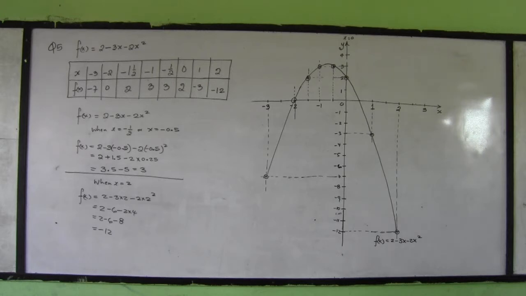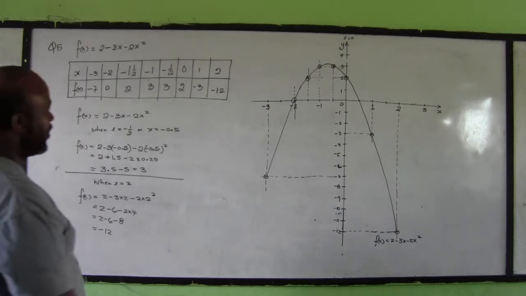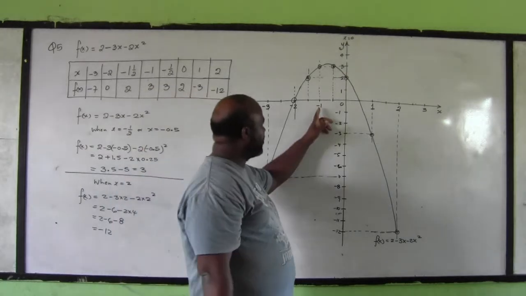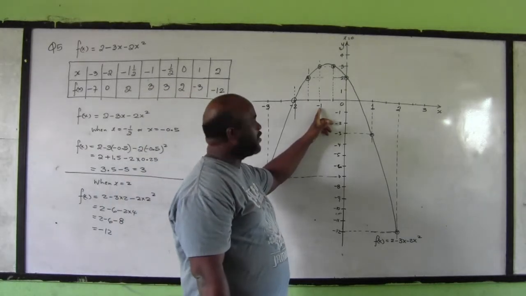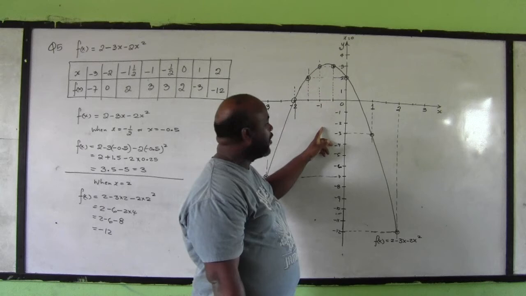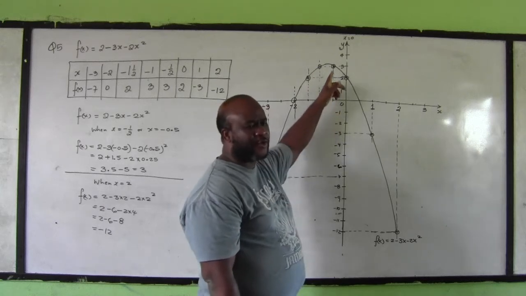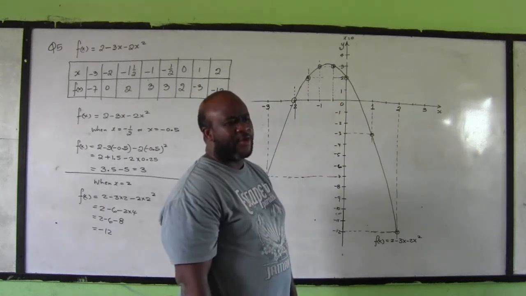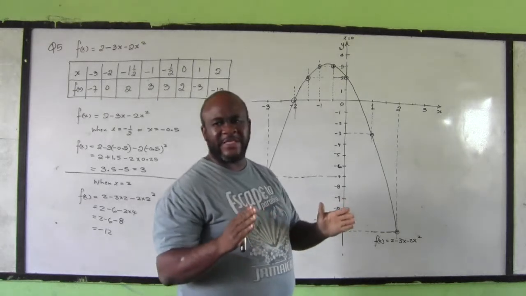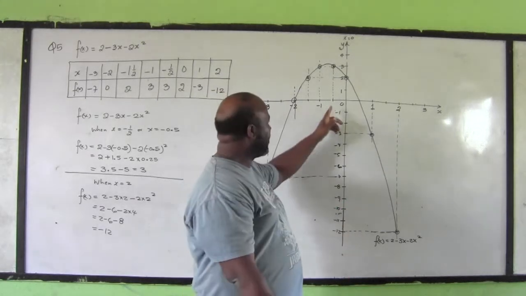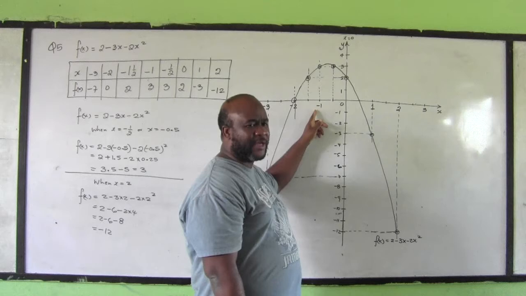What did he ask us for next? The maximum point. Coordinates of the maximum point. Please listen. Notice that when x is minus 1, you had positive 3. When x is minus a half, you also had positive 3. The only way that is possible is if the graph turns in the dead middle between a half and minus 1.